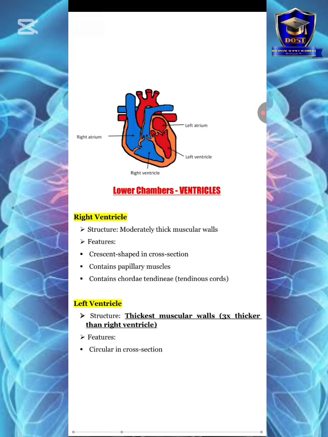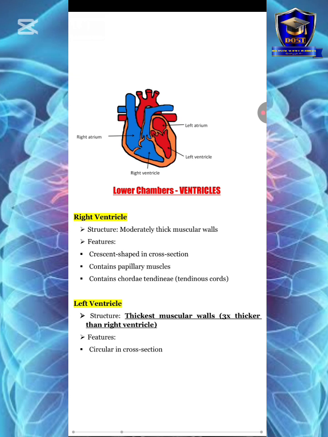Now, this diagram you can see here is just another diagram to show you the different chambers of the heart. The right atrium, the left atrium, and we have the lower ones, which are the right ventricle and the left ventricle. So let's go ahead to look at the lower chambers of the heart, which are the ventricles. We have the right ventricle and then the left ventricle. Let's take a look at the right ventricle first, and then we'll take a look at the left ventricle.